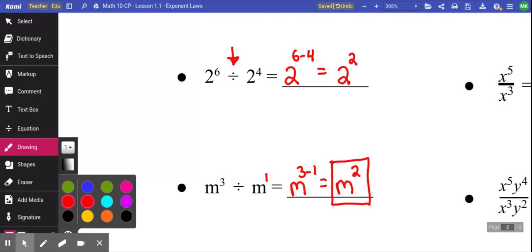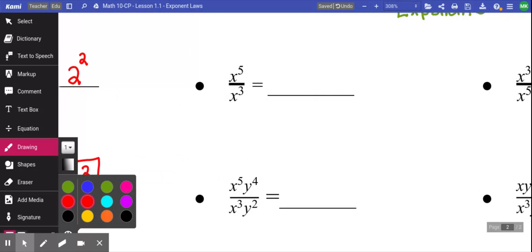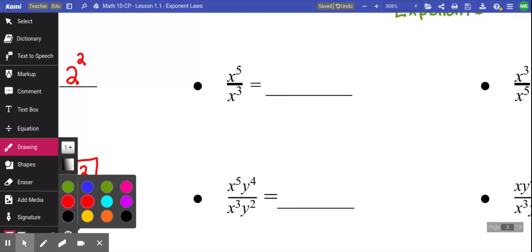These questions also mean divide. They're just written differently, as fractions. That's how we'll almost always write them. So we're looking at this: x to the power of 5 divided by x to the power of 3. That means I have x to the power of 5 minus 3, which is x to the power of 2.